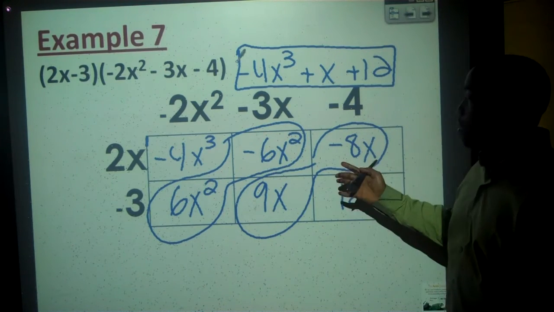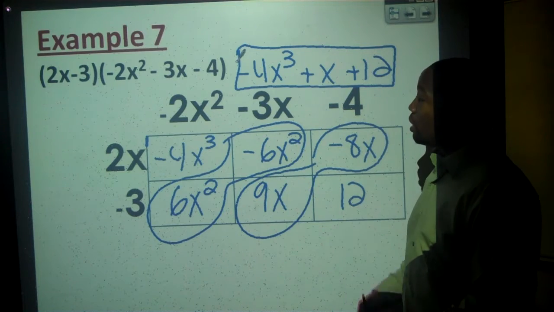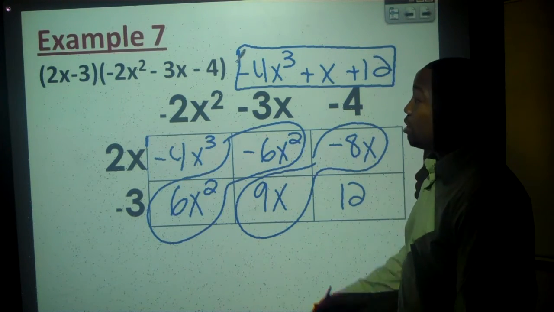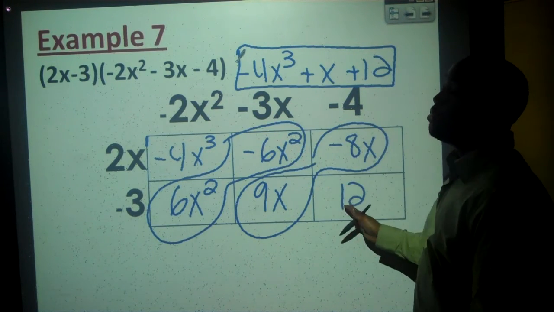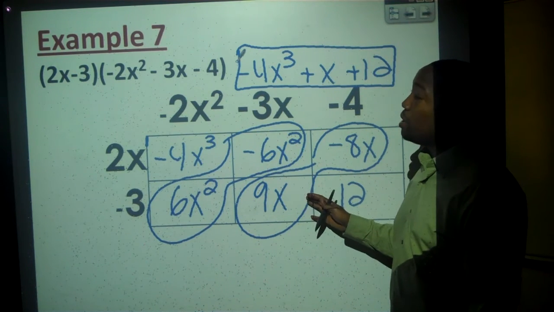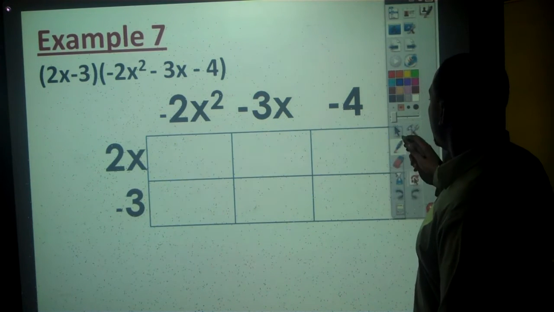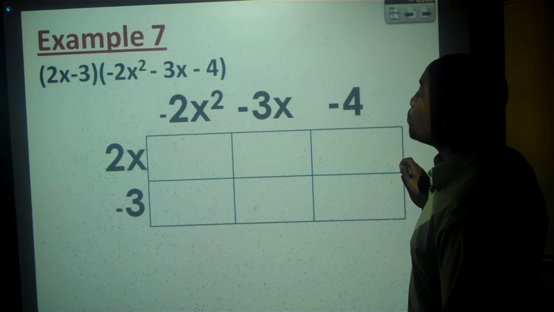We multiplied everything, and then we go back and look at what the like terms are, and bring it all together. That should be a binomial times a trinomial. FOIL would not work for this. This is why the box method is, to me, the best one to use. Now, let's go with one more example.